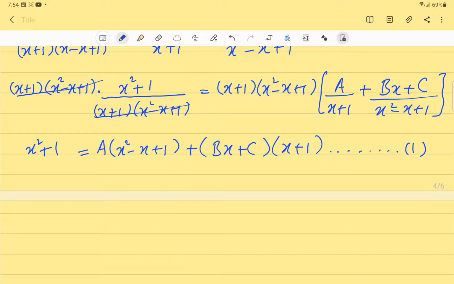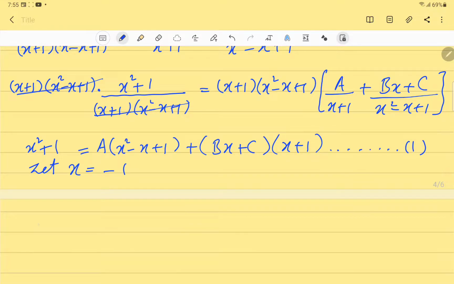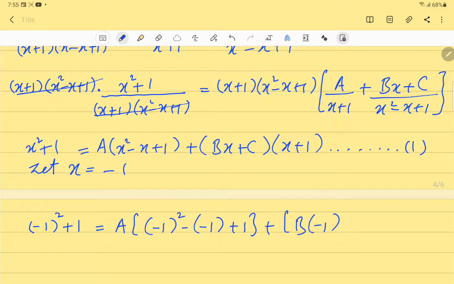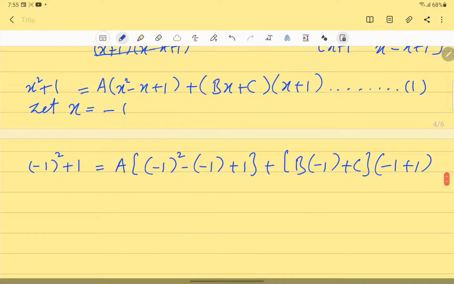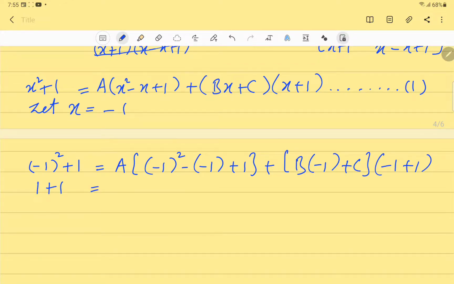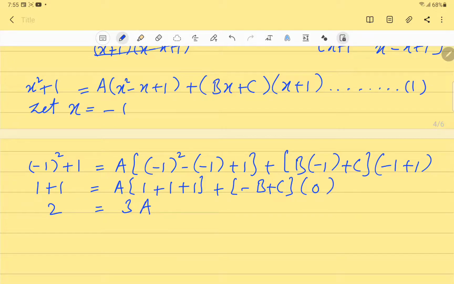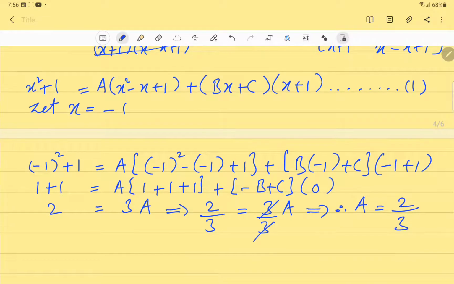Here we will assume different values of x to find the values of constants a, b and c. So the first value that we will assume is minus 1, and we will be placing it in the equation. A into minus 1 squared minus minus 1 plus 1 plus b into minus 1 plus c into minus 1 plus 1. We are getting here 1 plus 1, then a into 1 plus 1 plus 1 plus minus b plus c into 0. So 2 is equal to 3a plus minus b plus c into 0, which is 0. And now we divide both sides by 3. So a is equal to 2 over 3.